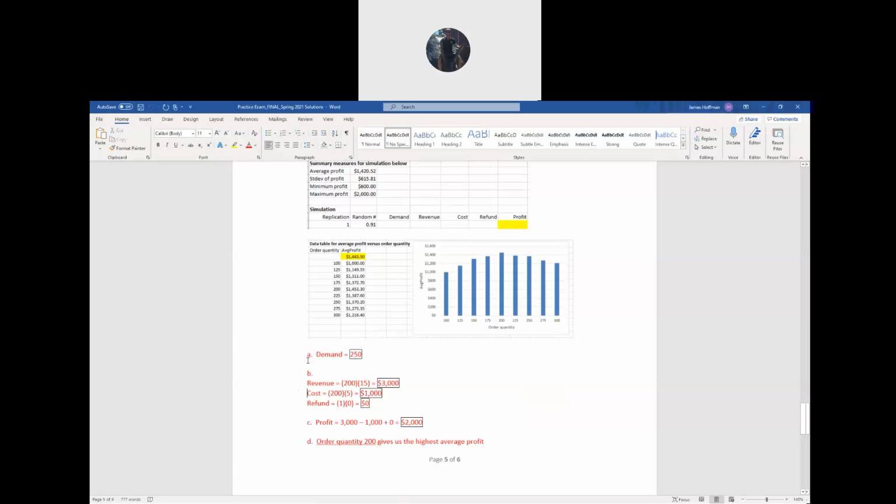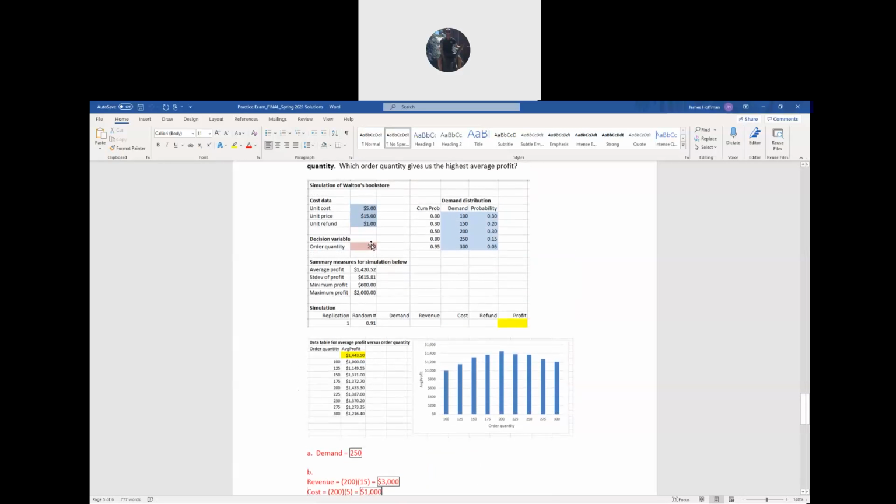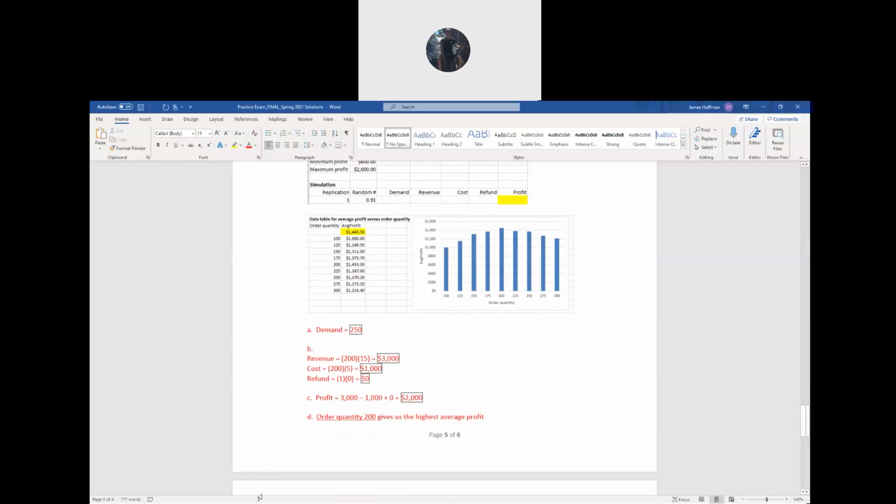And then cost is the easiest one. Cost is always order quantity times unit cost. That's it. In this case, it's 200 times 5, which is 1,000.